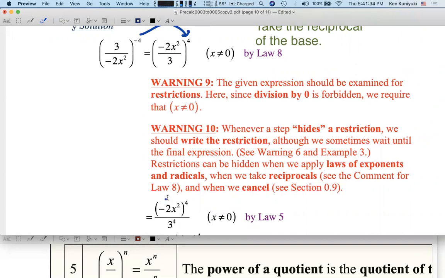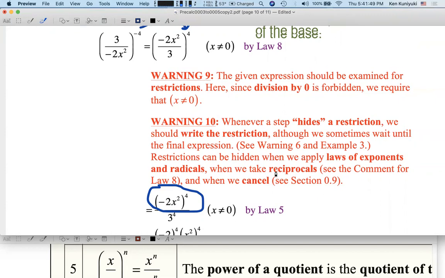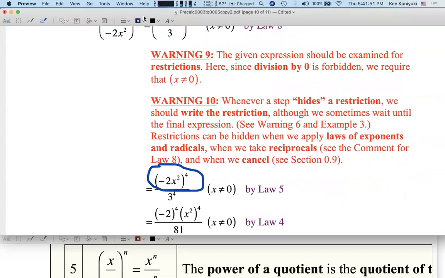And then over here, we have now the power of a product raised to a power or exponent. Again, like with the quotient, we share the exponent across the factors. Remember, we need grouping symbols around the negative 2, because if you just write this, it turns out you're going to be wrong. So don't do that. So it's the 4th power of negative 2 times the 4th power of x squared over, and then 3 to the 4th is 81.